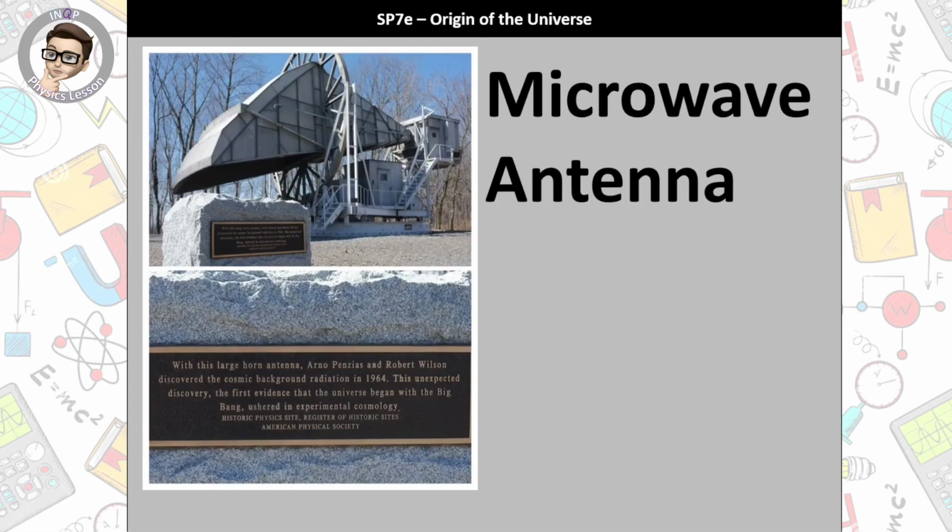Well, so they use that microwave antenna, and as it says here on the plaque, with this large horn antenna, Arno Penzias and Robert Wilson discovered the cosmic background radiation in 1964. This unexpected discovery, the first evidence that the universe began with the Big Bang, ushered in experimental cosmology. In other words, it was a very important step to us understanding the universe. And we've been interested in this background microwave radiation ever since.